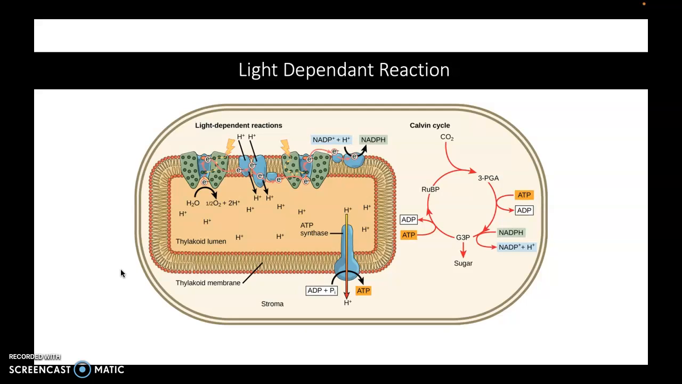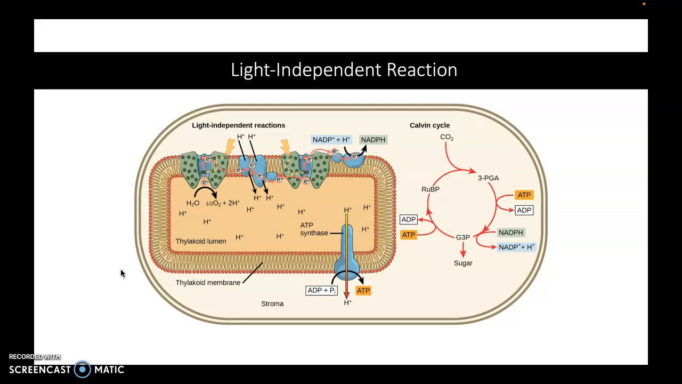The process that converts light energy into chemical energy takes place in a multi-protein complex called a photosystem. There are two types of photosystem that are embedded in the membrane, photosystem 2 and photosystem 1. Each plays a key role in capturing the energy from the sunlight by exciting electrons.